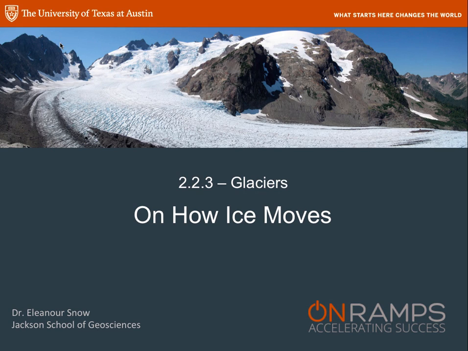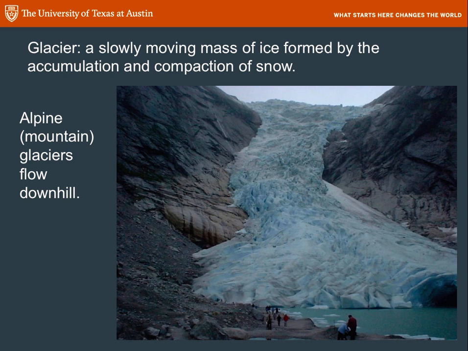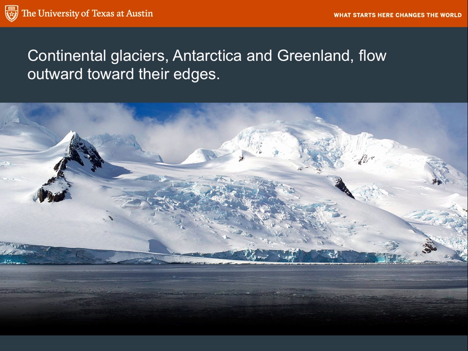Today we enter the cryosphere and talk about glaciers and how they move. What is a glacier? A glacier, quite simply, is a slowly moving mass of ice that formed by accumulation and compaction of snow. Alpine glaciers, like this one, form in mountains and they flow downhill. Continental glaciers, like you see on Antarctica and Greenland, flow outwards towards their edges.